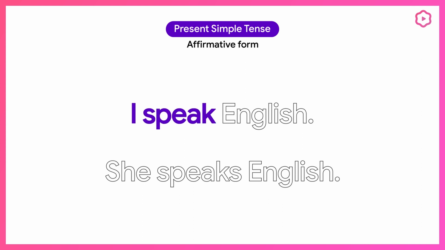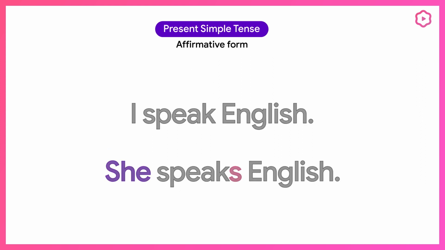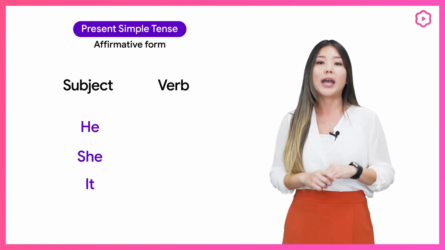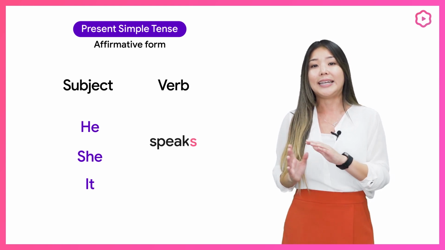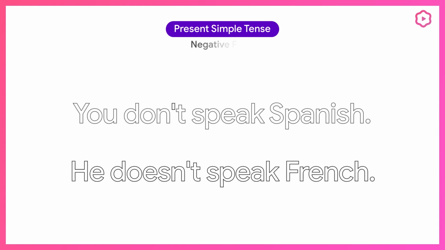I speak English. She speaks English. Do you notice the difference? In the second example, there's an S at the end of speak. Why do we do that? That's because the subject is she. When the subject of a sentence is he, she, or it, we add an S, sometimes an ES to the end of the verb. Now, let's look at the negative form.